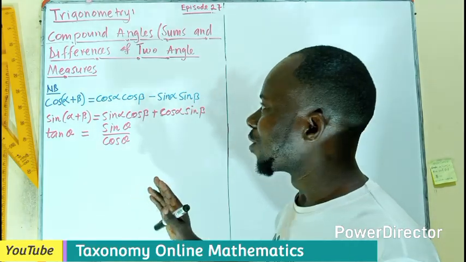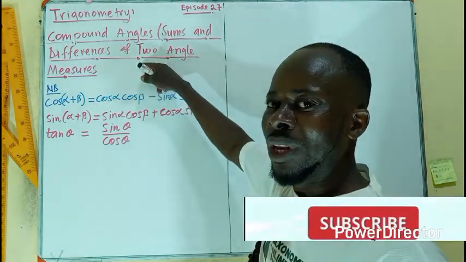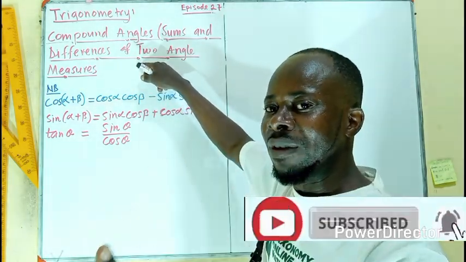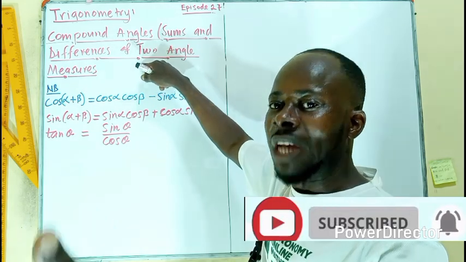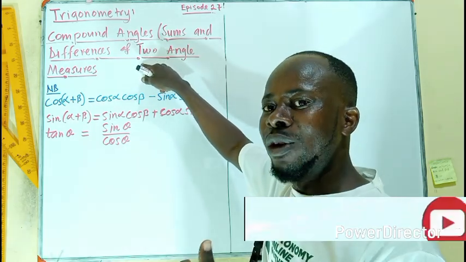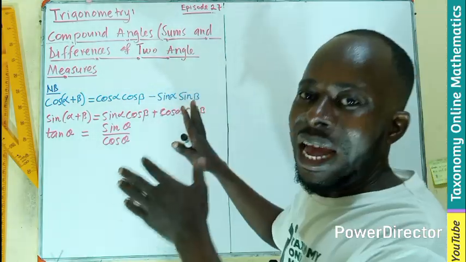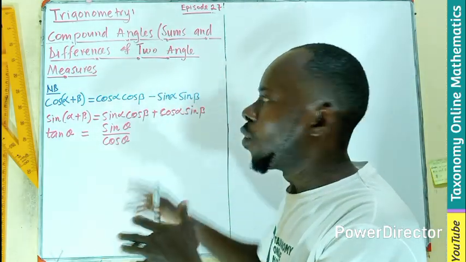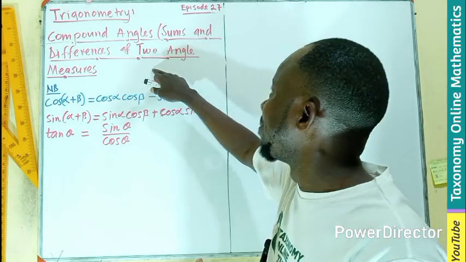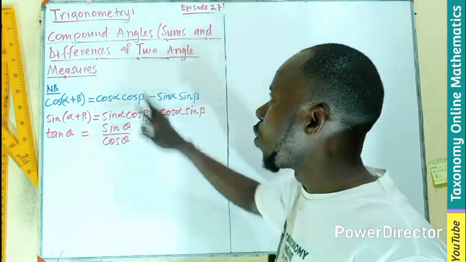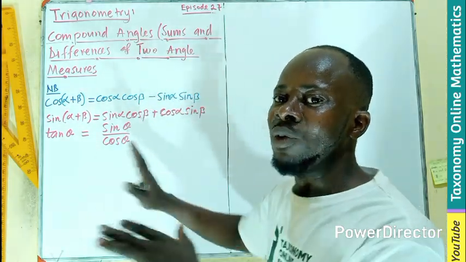This is number 3 because we are on compound angles. We did the first one for the derivation of the formula for the cosine. Then the second one was for the sine. The third one is for the tan. So this is the third episode of this very topic, but the 27th episode on trigonometric series we are doing.